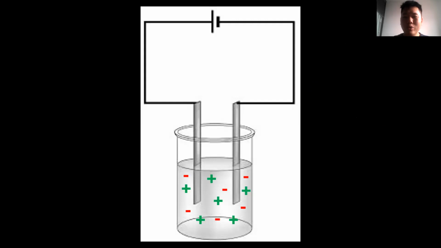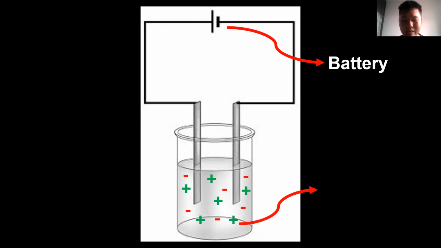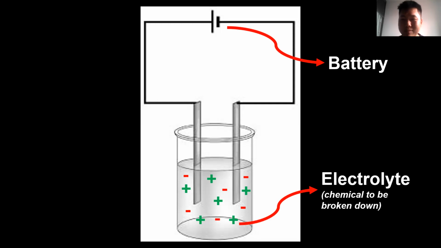Okay, so now we take a look at this electrolysis setup. This is the simplest electrolysis setup, where over here we have a battery, which is the electric source needed for electrolysis to take place. Because remember, from the definition, electrolysis is using electricity to break down chemicals. And we also have the electrolyte. The electrolyte is simply the chemical that you want to break down. It is usually a very complex, big compound. It's not a simple compound.